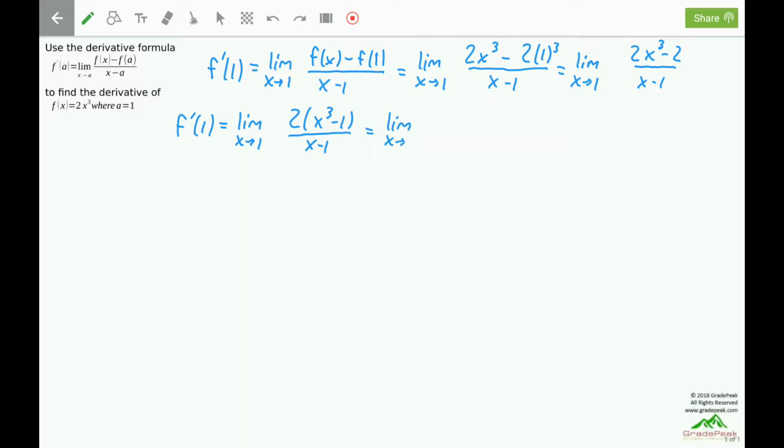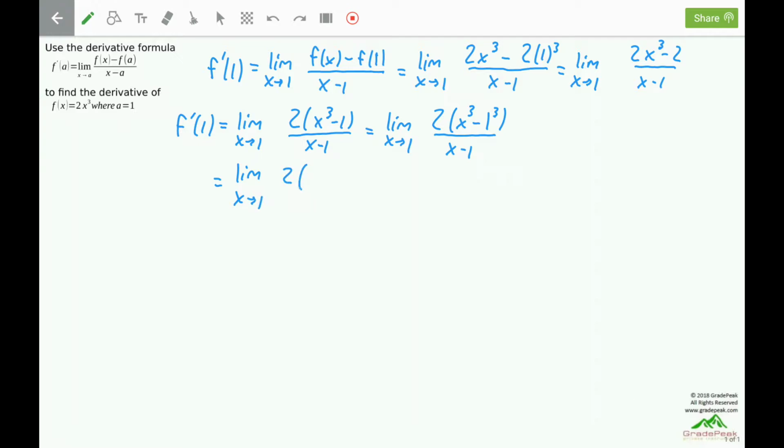The next thing to do is to factor the x cubed minus 1. Now that's a difference of cubes, because 1 can be written as 1 cubed. And so really we have a difference of cubes there. And maybe what I'll do is write it as 1 cubed to help us with factoring that. So we have limit as x goes to 1 of 2 times.